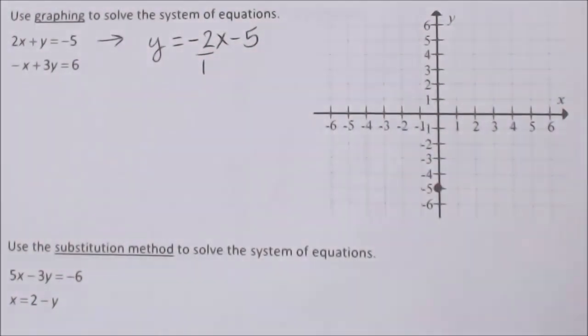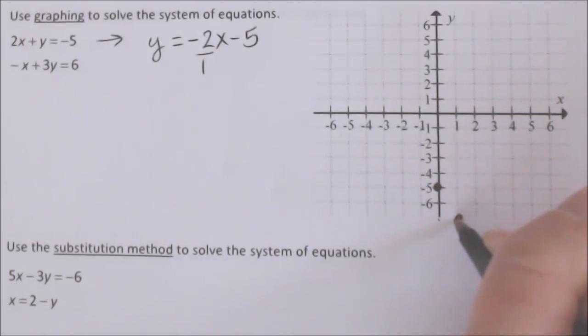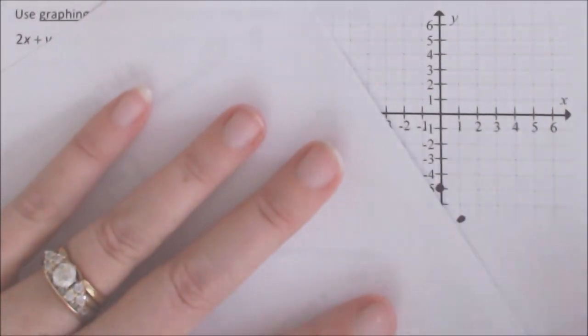Remember, that's negative 2 over 1. So from there, I'm going to go down 1, 2 units, and I'm going to run to the right 1 unit. And if you have a straight edge there, try to use it. Just do the best you can.